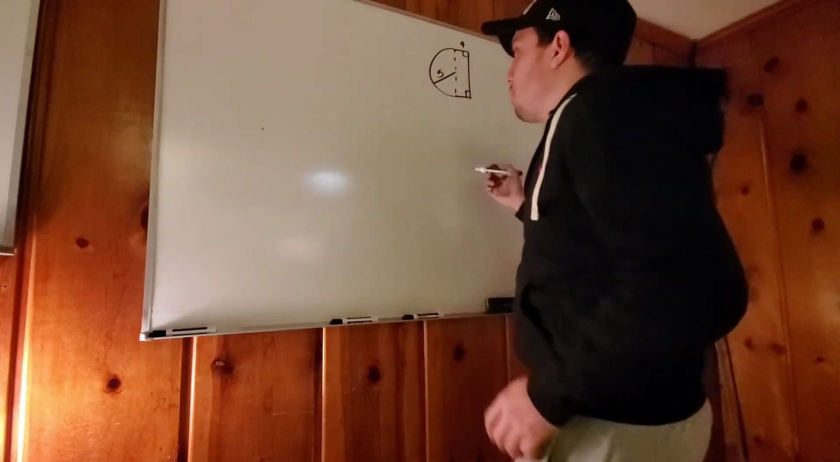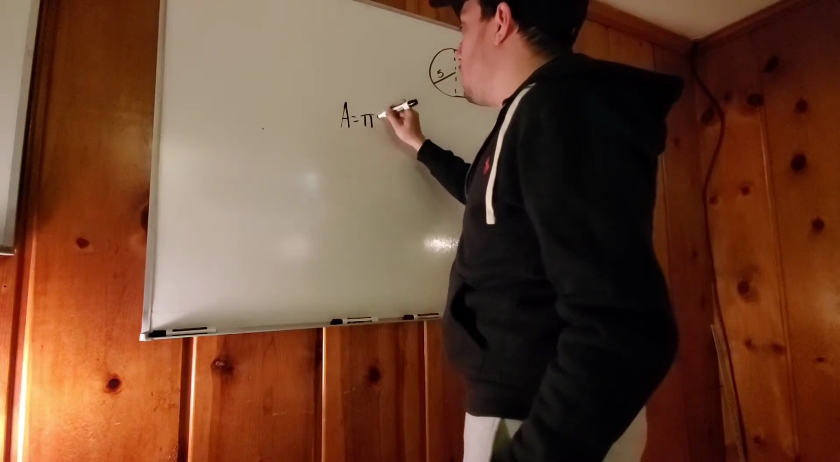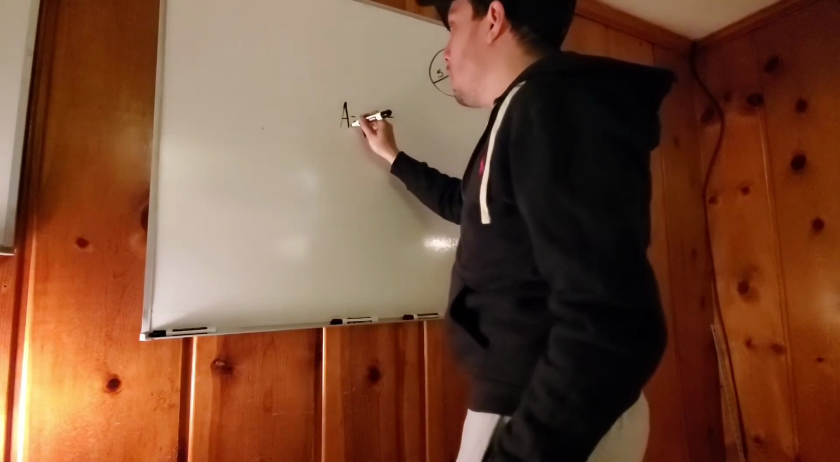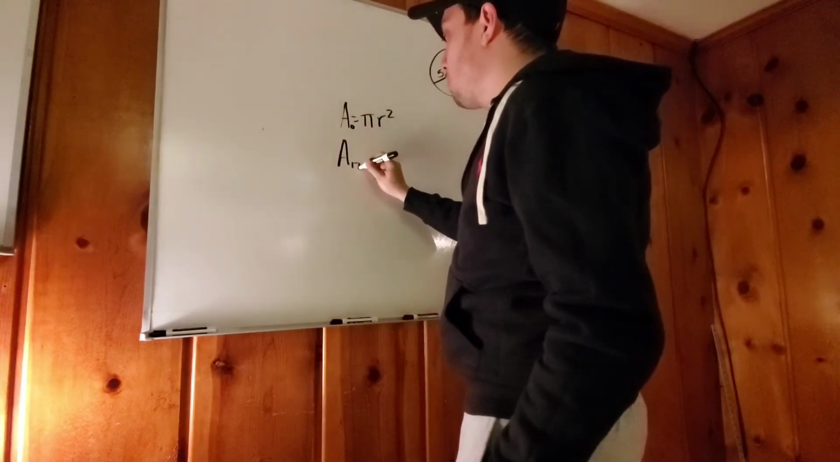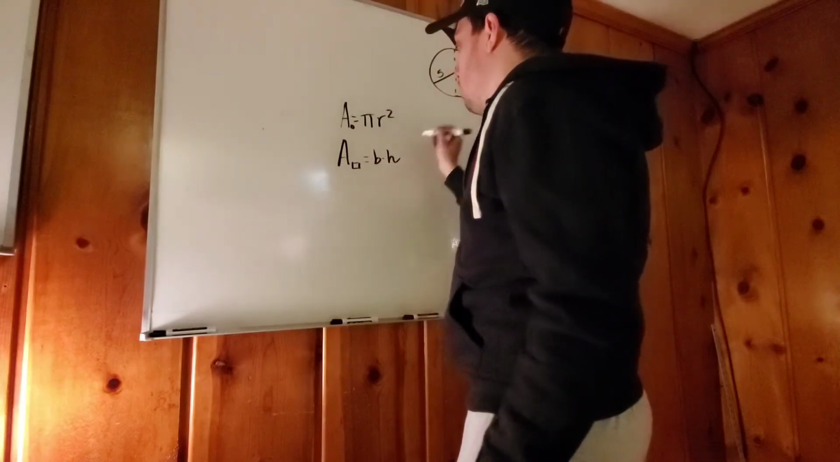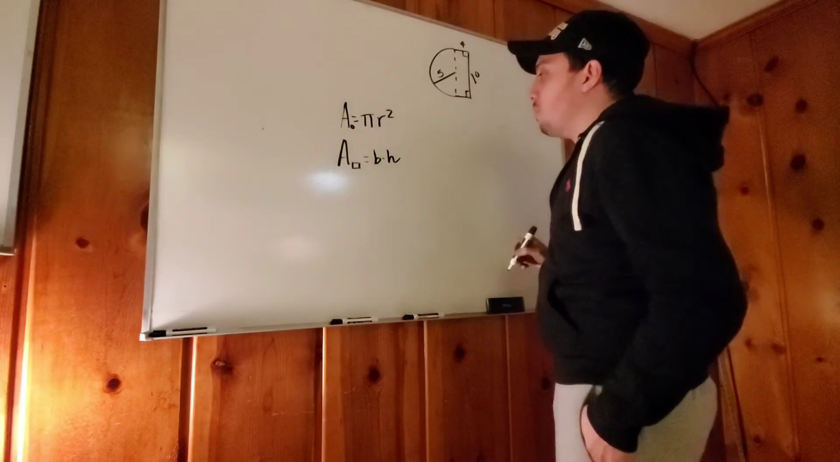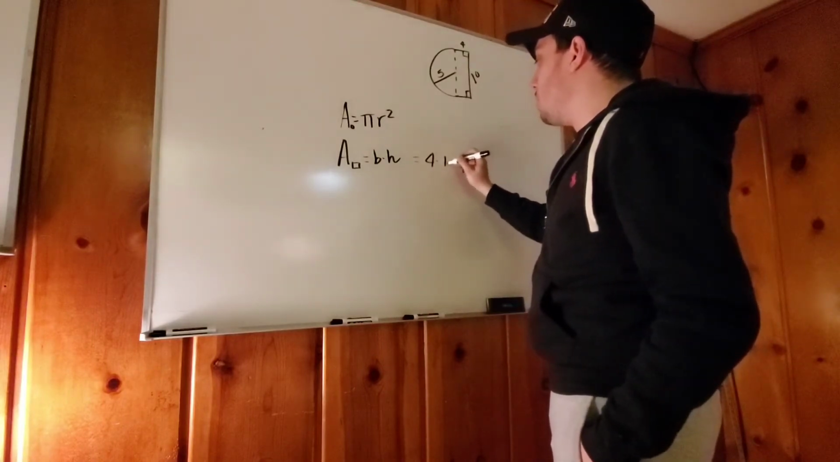So obviously for area of a circle, the formula is pi radius squared. Again, I told you at the beginning, you have to know your formulas. Area of a circle, pi radius squared. Area of a rectangle, base times height. We know that this base is 10. We know the height is 4. So the area right there is going to be 4 times 10. It's going to be 40.